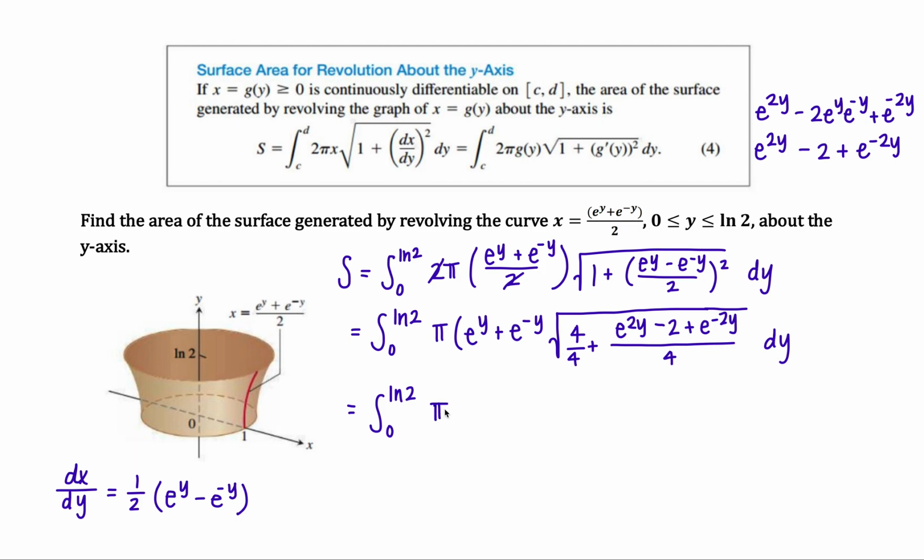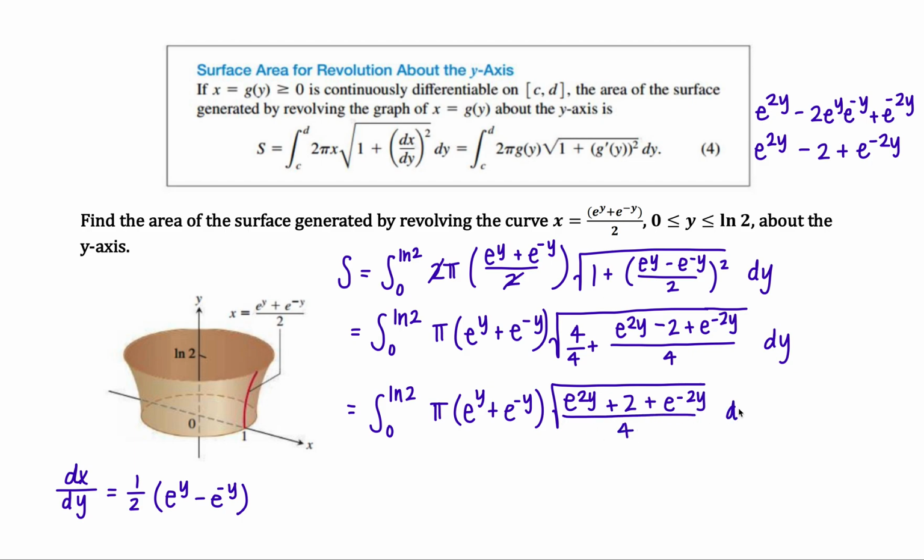Now when I add those fractions, I forgot to print the C. When I add those fractions, the 4 that came from that 1 and the negative 2, those are the only like terms. So when we combine them, we're going to have e to the 2y, now 4 minus 2 will create a plus 2, plus e to the negative 2y. So let me go ahead and write that out. We now have e to the 2y plus 2 plus e to the negative 2y all over 4.